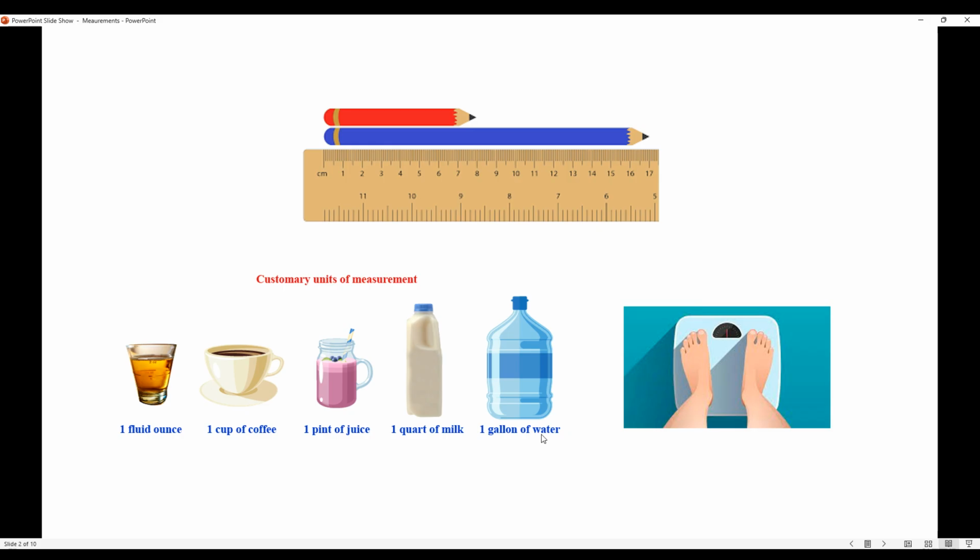Are these measurements used all over the world to measure capacity? What do you think? Do all people all over the world use these measurement units to measure capacity? No. We have two types of measurement units, and we're going to be looking at them in the next slide. But before we move on, let's talk about the different measurements here. We're talking about length, weight, and capacity.